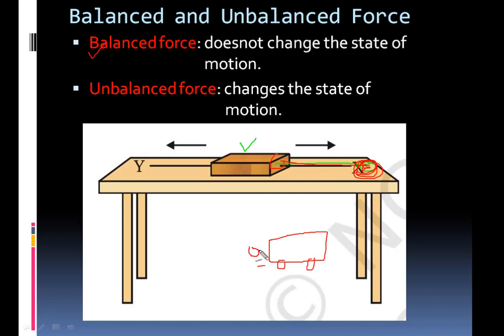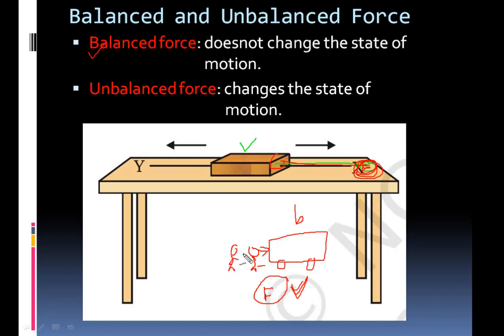Someone is trying to push this truck in this direction. The truck is not moving. So this person is applying a certain amount of force to the truck. Even if this force is applied, the truck is not moving. Because the truck is in a balanced condition even after the application of force, this force is known as balanced force. Okay. Now another person comes.